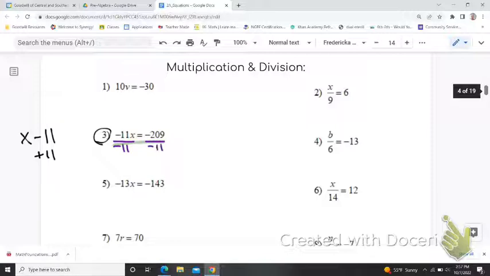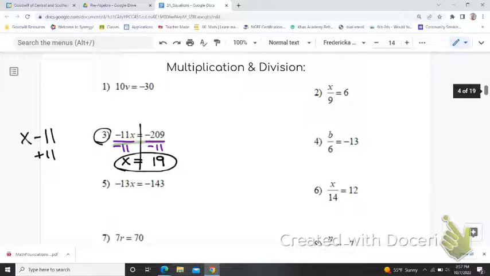And when I'm dividing, I want to divide by that exact number. We also call, remember that, the coefficient. So I want to divide by that exact number, because if I divide by positive 11, I'm really left with negative x. And I don't want x to be negative, I want it to be positive. So I divide both sides by negative 11. Now I have x is equal to 209 divided by 11 is 19. The signs are the same, so it is positive 19.